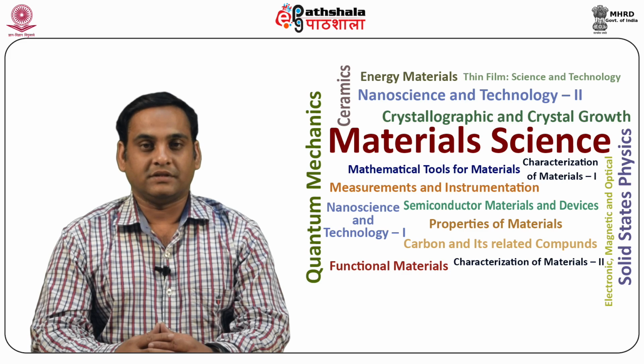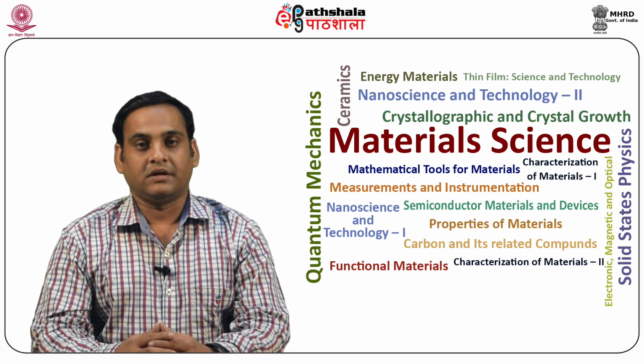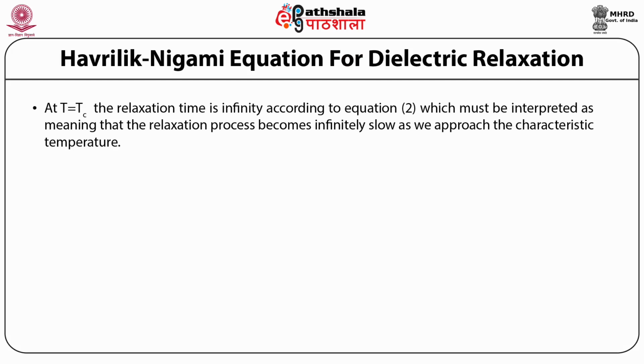There is no theoretical basis for the dependence of tau on T, and in some liquids, such as those studied by Davidson and Cole in 1951, the relaxation time is expressed as tau equals tau 0 into exponential of A by k into (T minus Tc), where Tc is a characteristic temperature for a particular liquid. At T equal to Tc, the relaxation time is infinity according to equation 2, which must be interpreted as meaning that the relaxation process becomes infinitely slow as we approach the characteristic temperature.